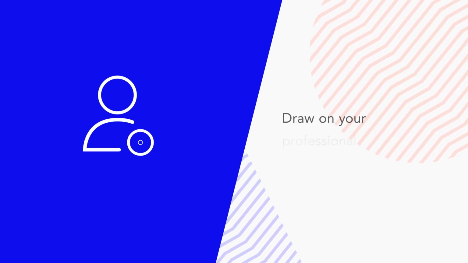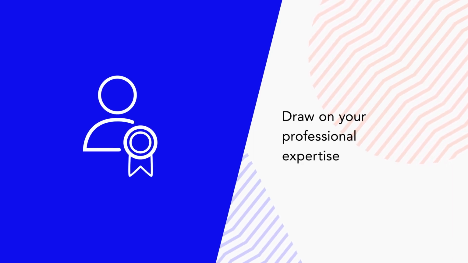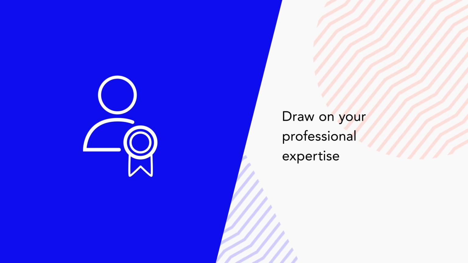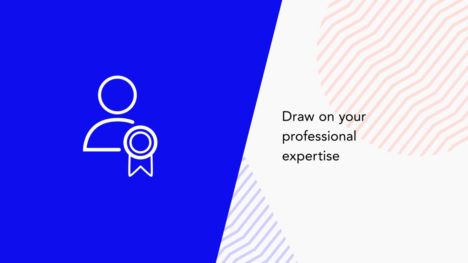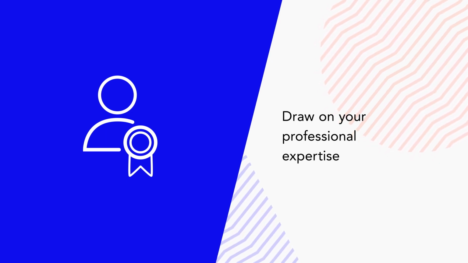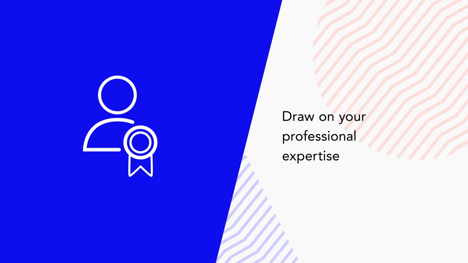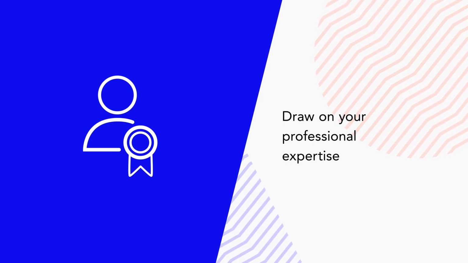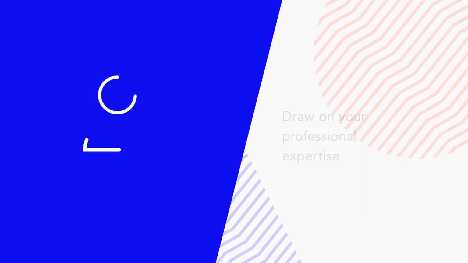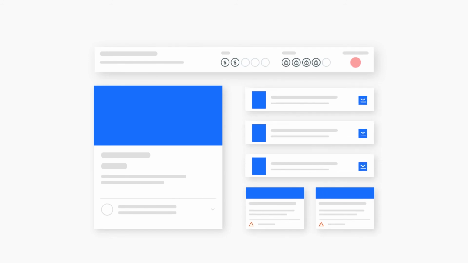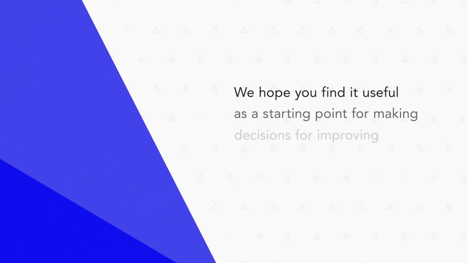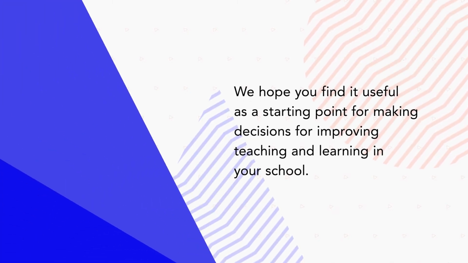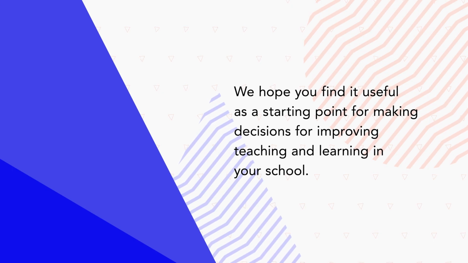Draw on your professional expertise. The toolkit can tell you whether an approach has had positive impacts in the past, but you need expertise and insight into your school's context to make a well-informed decision about whether to introduce it for your students. A range of other information is presented for each strand, including links to further reading and related Evidence for Learning projects and resources. We hope you find it useful as a starting point for making decisions for improving teaching and learning in your school.